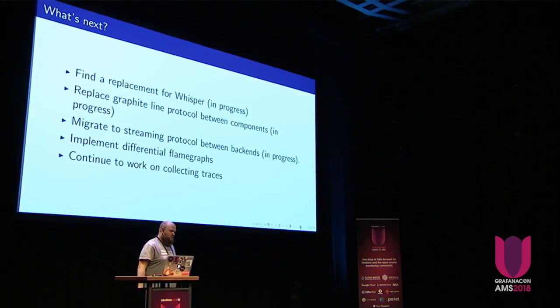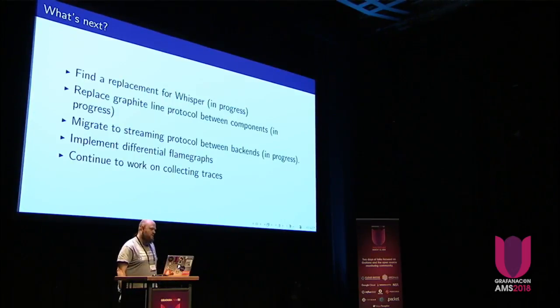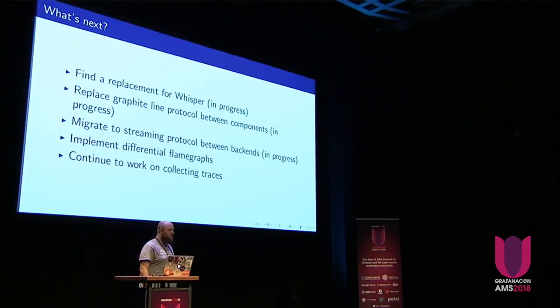Of course, we have some plans on what to do next. First of all, we really want to find a replacement for Whisper, because it doesn't have any compression. It's 12 bytes per point, so it takes a lot of disk space, and most of our backends are actually disk space bounded, not CPU or memory or network bounded.